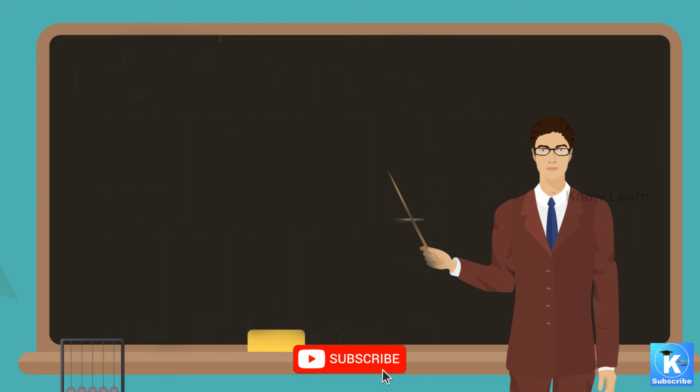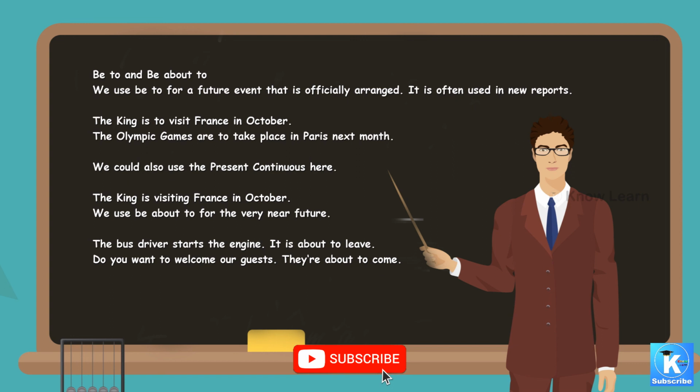Be to and be about to. We use be to for a future event that is officially arranged. It is often used in news reports. The king is to visit France in October. The Olympic Games are to take place in Paris next month. We could also use the present continuous here. The king is visiting France in October.